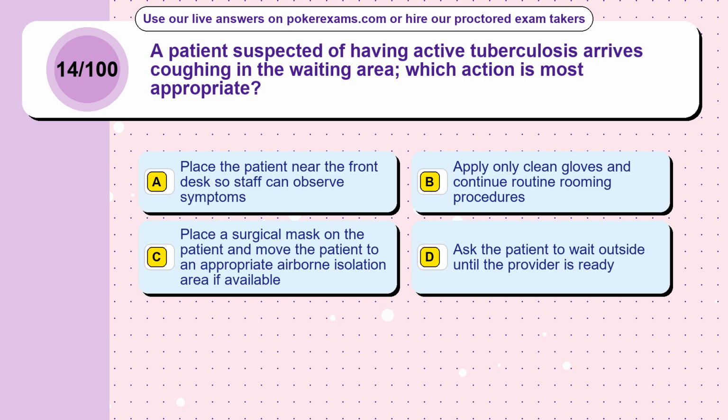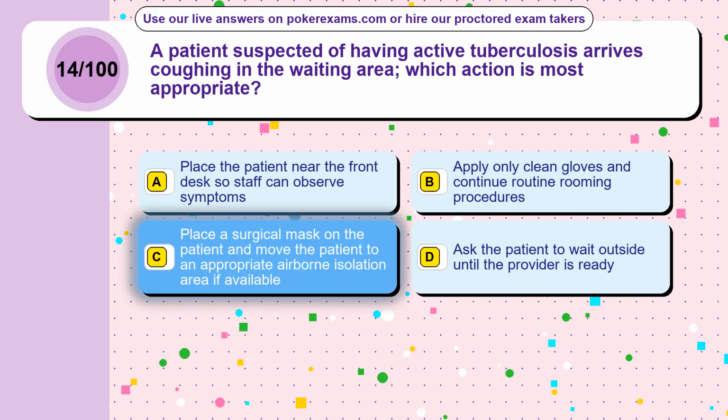Which action is most appropriate? Option A. Place the patient near the front desk so staff can observe symptoms. Option B. Apply only clean gloves and continue routine rooming procedures. Option C. Place a surgical mask on the patient and move the patient to an appropriate airborne isolation area if available. Option D. Ask the patient to wait outside until the provider is ready.